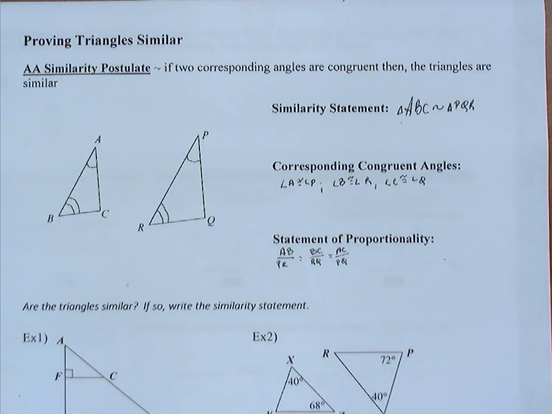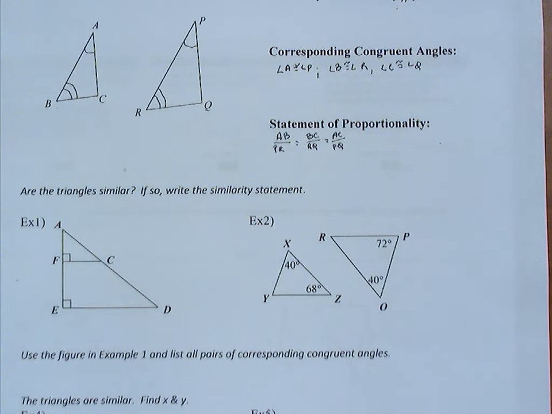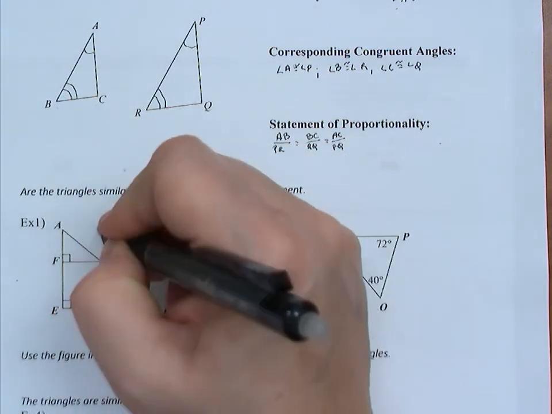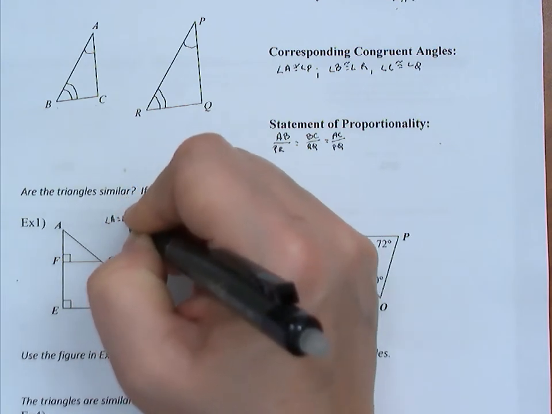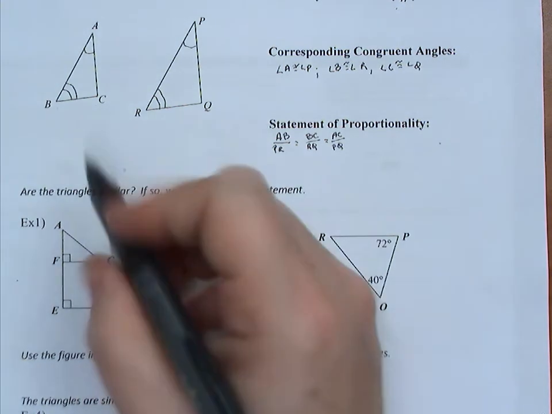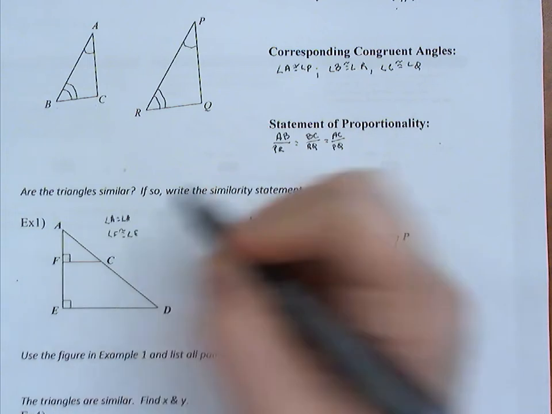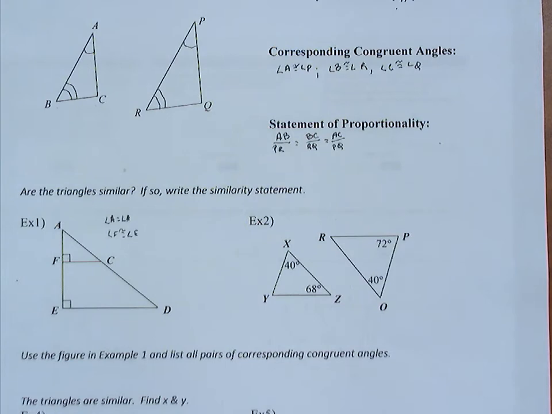Okay? So now, using that information, are the triangles similar? If so, write the similarity statement. So the first thing I have to check is, are there two corresponding angles that are congruent? Well, in this figure, both triangles share angle A. So angle A is congruent to itself. And then F and E are congruent because they are right angles, and all right angles are congruent. So I have two pairs of congruent corresponding angles. That means the triangles are similar.